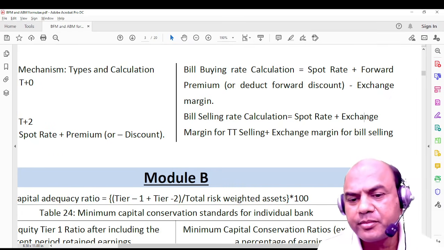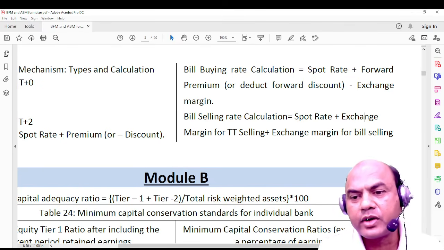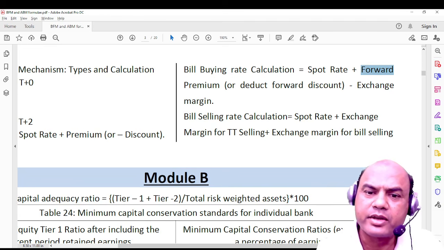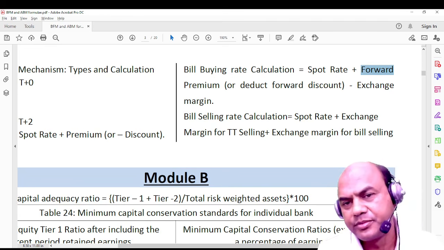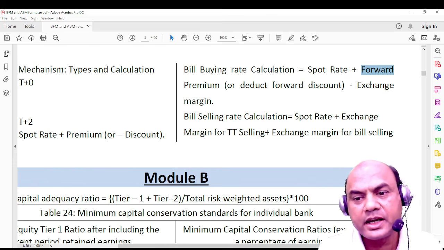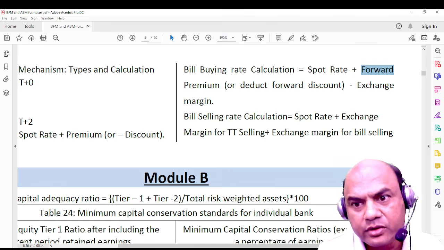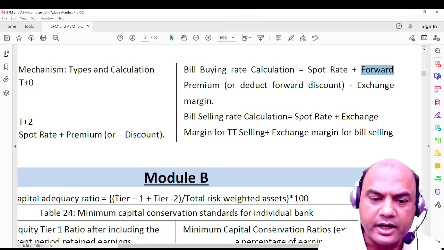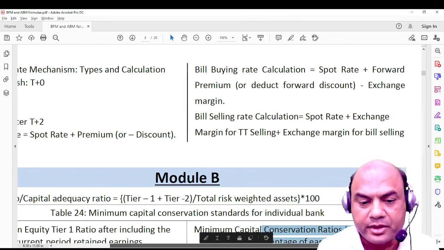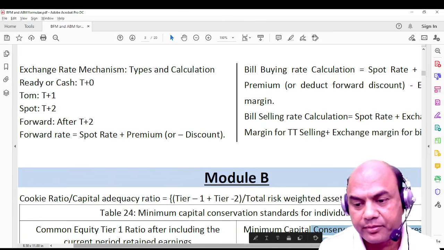If it is premium, then add. In forward, kindly remember, the basic logic is whenever you have a premium, you add, let it be buy or sell. Whenever you have a discount, you subtract. And in exchange, kindly remember, if you are buying, you will subtract; if you are selling, you will add. Simple. So these are the important formulae in your module A.